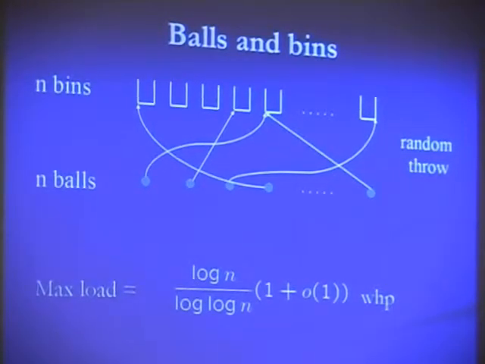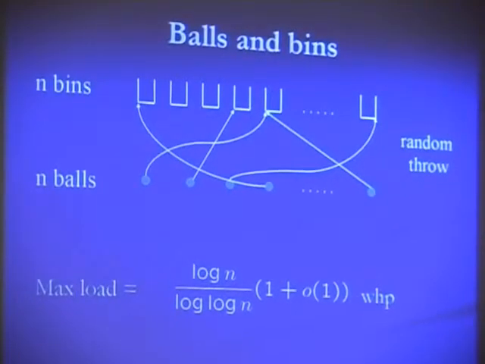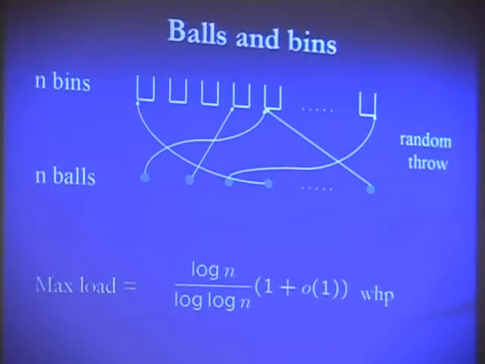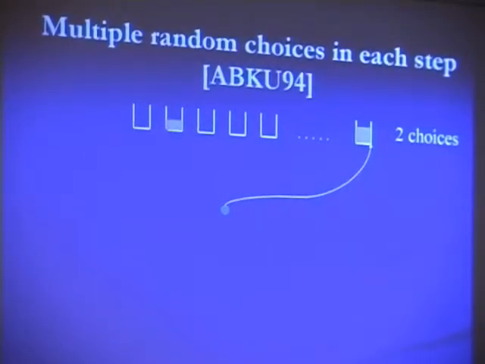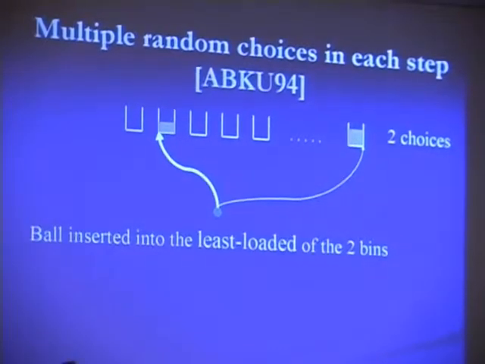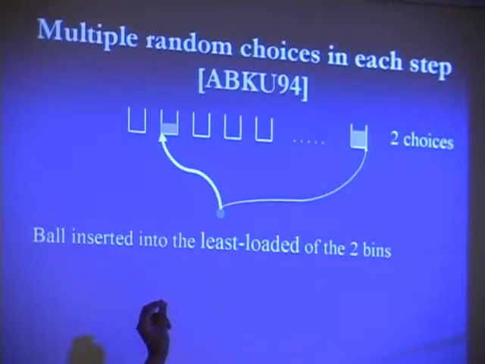Now, it turns out that you can make a huge improvement in the distribution of balls into bins by making a small change to your hashing process, a small change to this balls and bins process, the way you're throwing the balls. And that is as follows. Instead of taking a ball and throwing it into a random bin, you pick two bins at random and throw your ball into the smaller of the two bins.